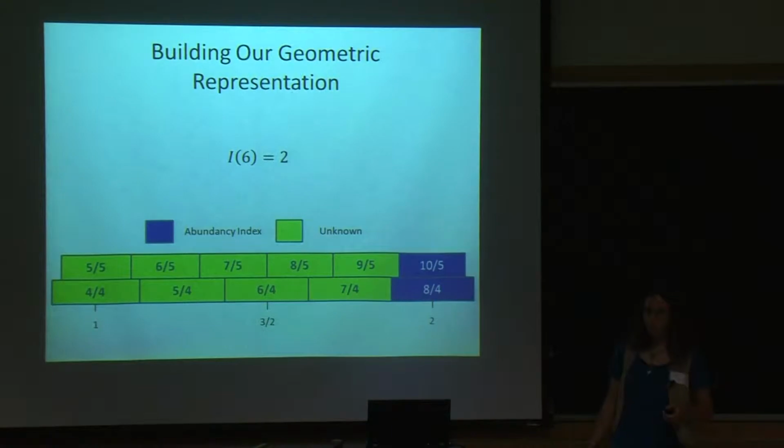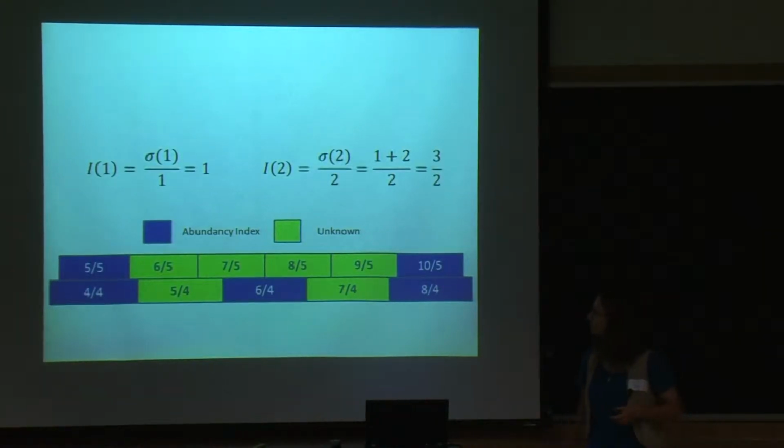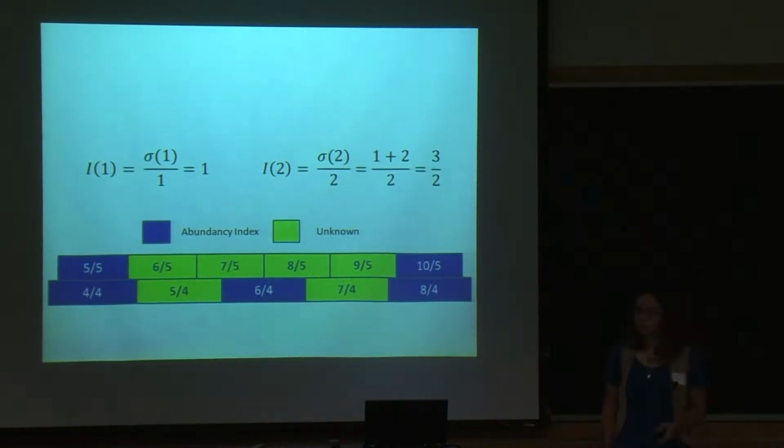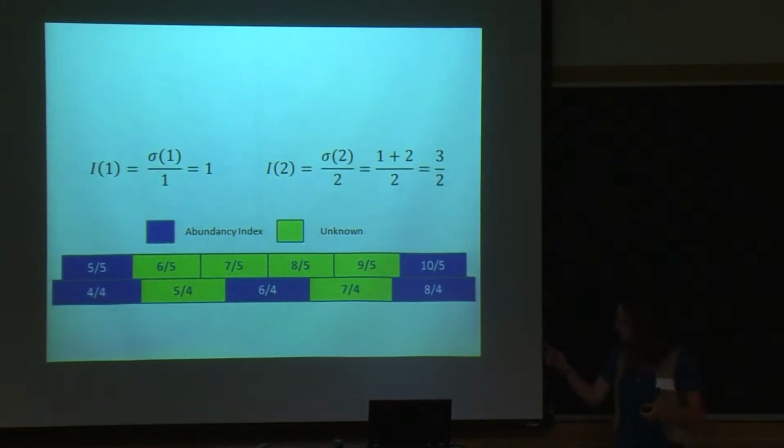And since we know the abundancy index of 2, that's actually an index, we'll color these blue. So now we'll go through some more. The abundancy index of 1 is 1, so we'll move on pretty quickly. To calculate the abundancy index of 2, we sum up the divisors of 2, so just 1 plus 2. So we have 3, and then divide by 2. So we'll color 6/4 blue.